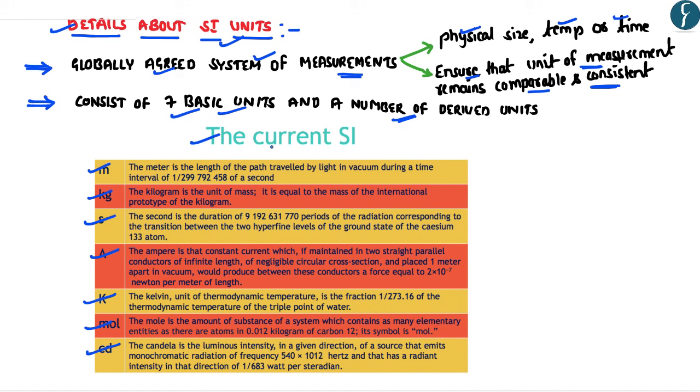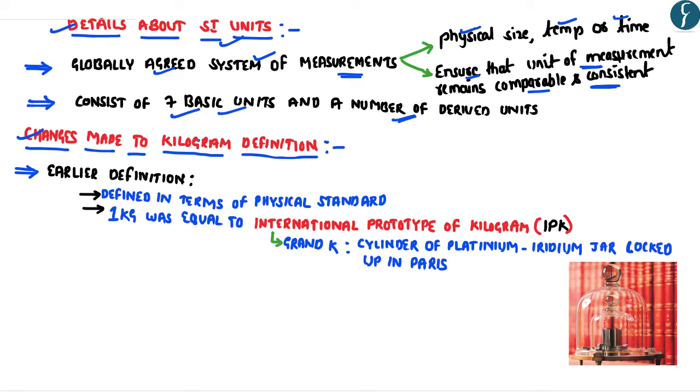Let us now look into the changes being made to these SI units presently. Let us understand the changes being made to the definition of kilogram. Earlier the kilogram was defined in terms of a physical standard, wherein 1 kilogram was equal to the international prototype of kilogram, which is essentially a cylinder of platinum and iridium locked up near Paris. And this physical prototype of kilogram was also known as the Grand K. The image of this international prototype of kilogram has been shown on the screen for your reference. So this particular prototype was used as a reference for 1 kg.